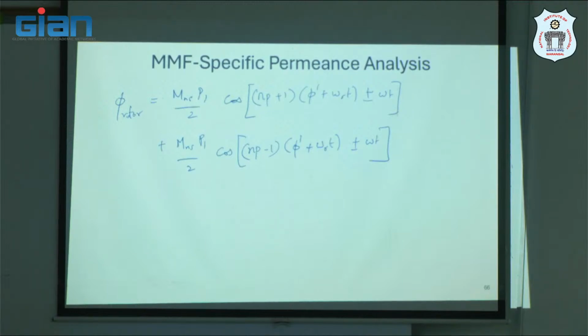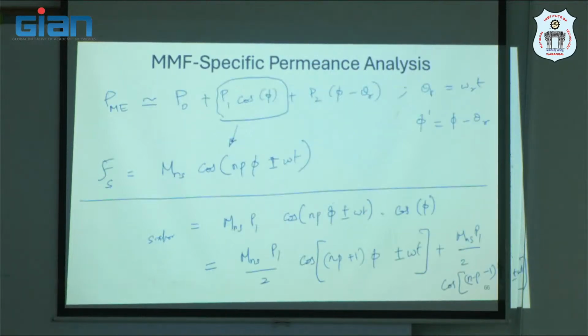So this flux density will interact with the rotor conductors and will induce current in the rotor bar. Once current flows in the rotor bar, there is a rotor MMF. That rotor MMF will again interact with the air gap flux density, right?